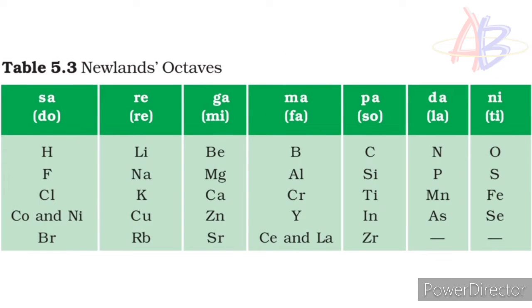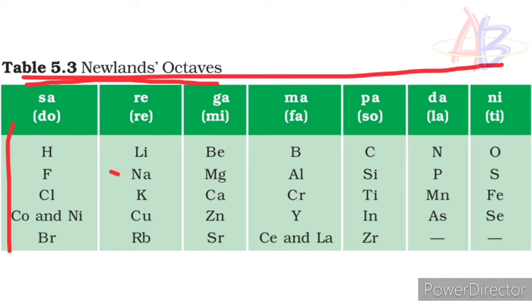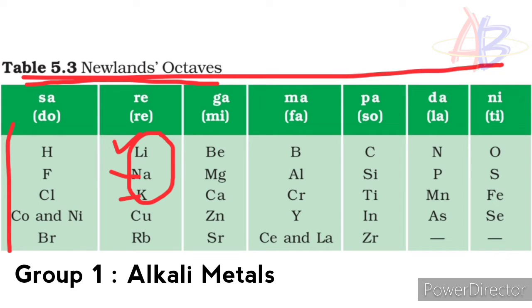This is the table of Newland's octaves given in our textbook, which is slightly smaller than the actual table, as it is a simplified one, and the columns of the earlier table are represented as rows over here. You can see that sodium, which is the 8th element after lithium, as well as potassium, which is the 8th element after sodium, all three of them exhibit similar properties. Even you know that lithium, sodium and potassium belong to group 1 of the modern periodic table.